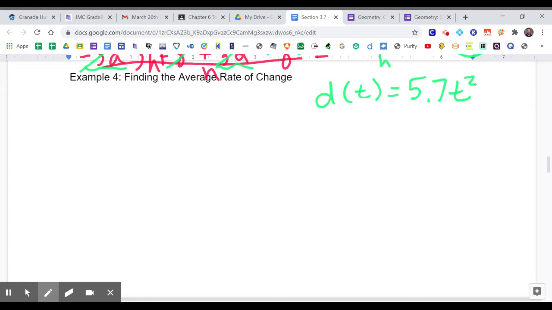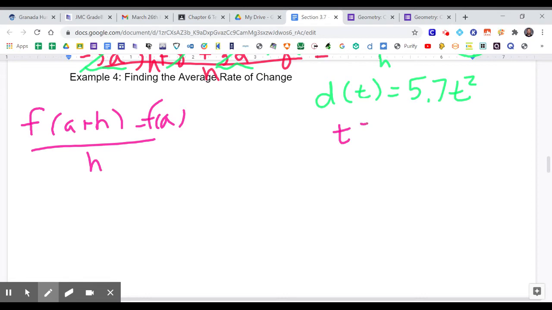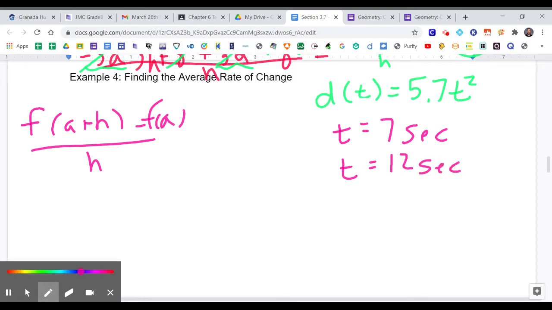Okay, so what we're trying to do is basically find, relating it back to the previous problem, f of a plus h minus f of a all over h, right? So let's think about it in terms of time. When we're looking at time being 7 seconds and 12 seconds. Okay, so what's this really saying? What's this function saying in context of these problems?